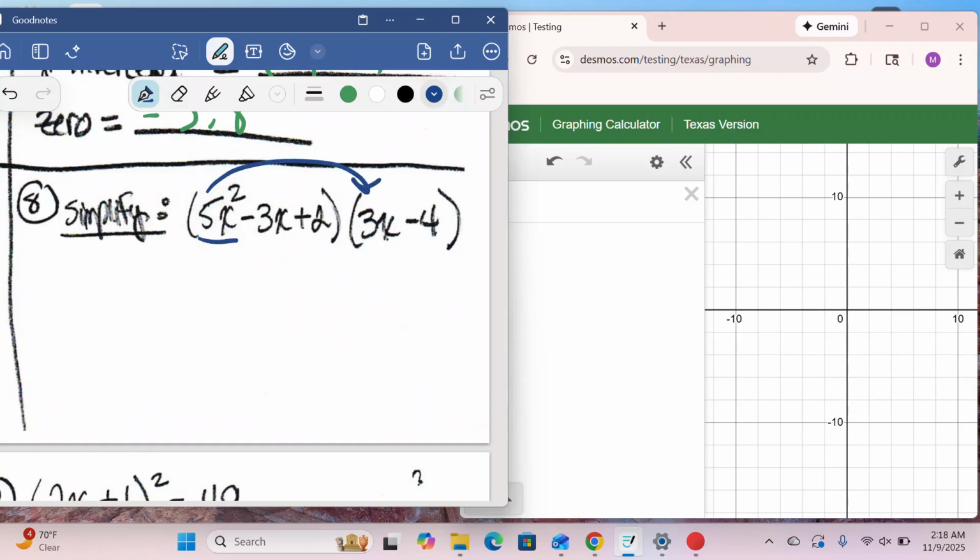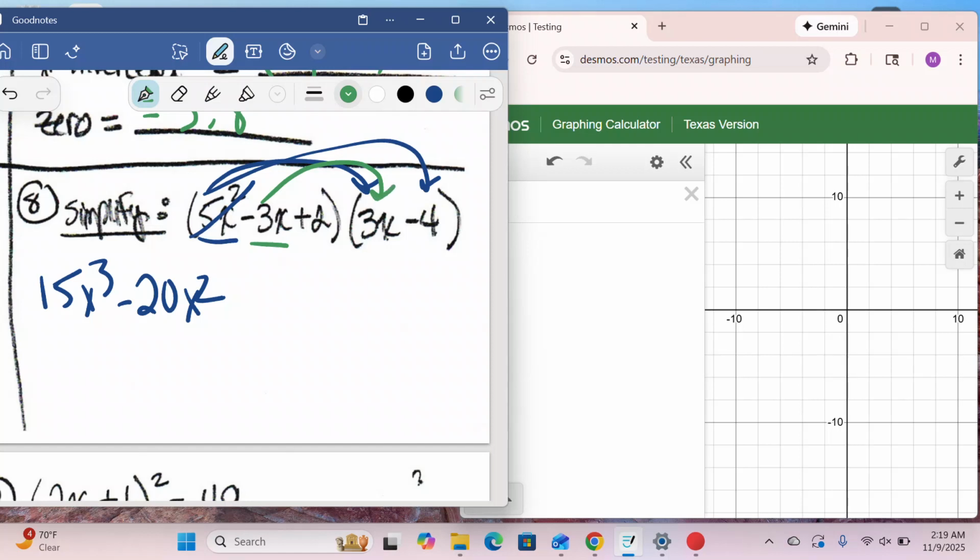I'm going to go 5x squared times 3x gives me a total of 15x cubed. I'm going to distribute again to that one. Then 5x squared times negative 4 is negative 20x squared. I'm done with that one. I delete it. I go on to this one.